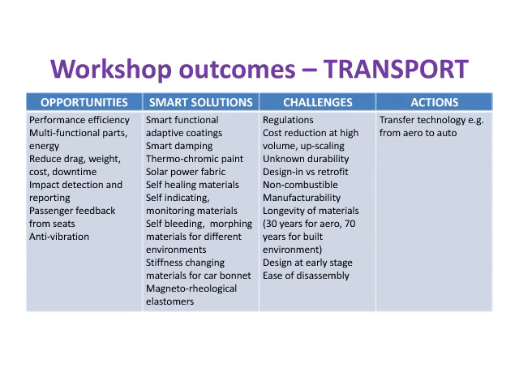So transport. What were the opportunities here? Reducing drag, weight, downtime, impact detection and reporting, anti-vibration. The smart solutions were things like thermochromic paints, solar power fabric, self-healing materials, stiffness changing materials for carbonate, magnetorheological elastomers.